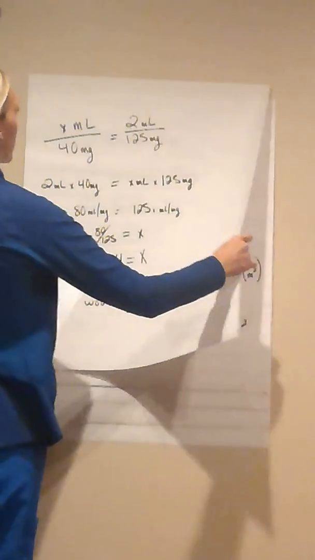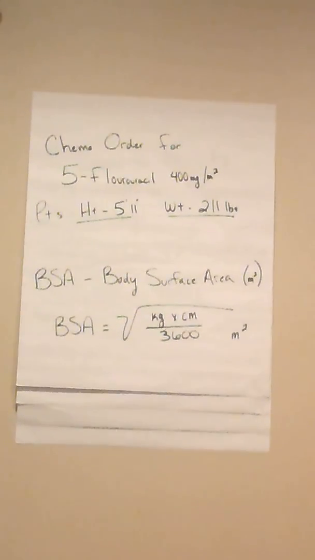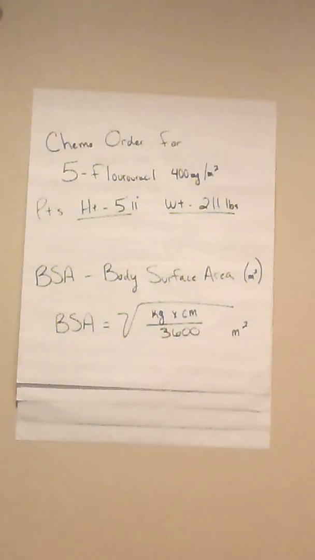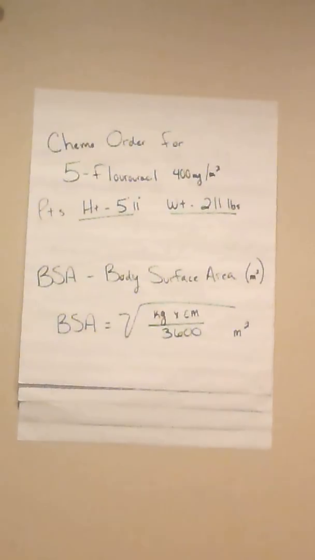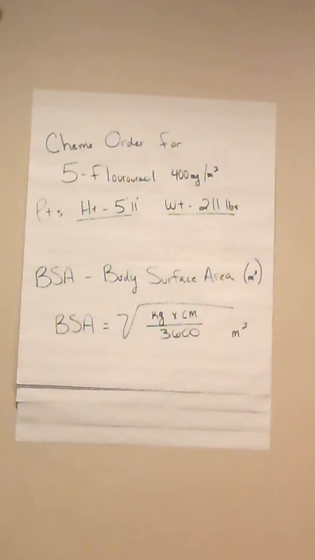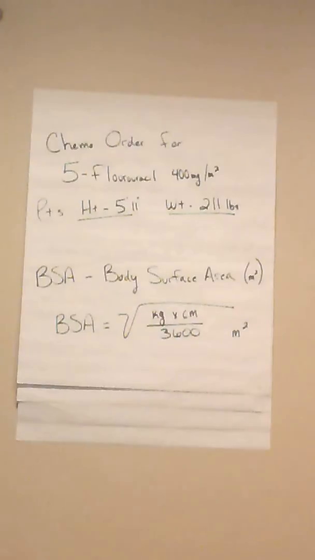Let's take a look at another example. Some medications, similar to that of pediatrics, require that the dosage be based on the patient's size. With chemotherapy, the patient's dosage is based on their BSA. BSA is body surface area.